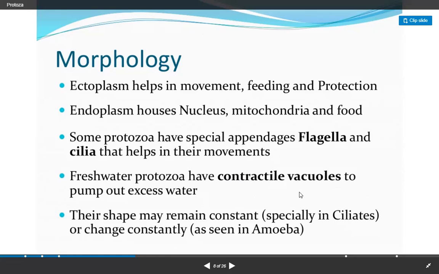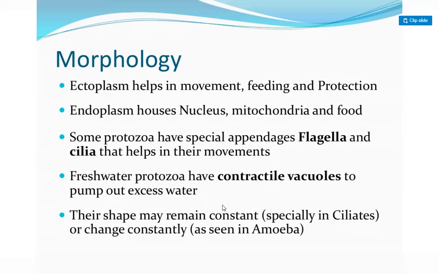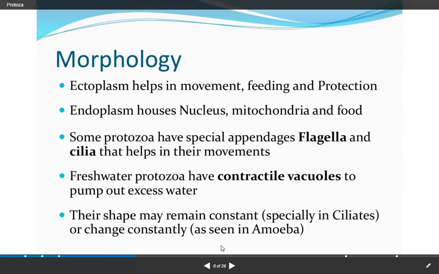Means this contractile vacuole helps to pump out excess water. When excess water enters the body, they pump it out with the help of this contractile vacuole. The shape may remain constant, especially in ciliates, or change constantly. It means their body shape may be constant in some ciliates, or it may constantly change. As we know, the amoeba has no fixed body shape; they are irregular in shape.